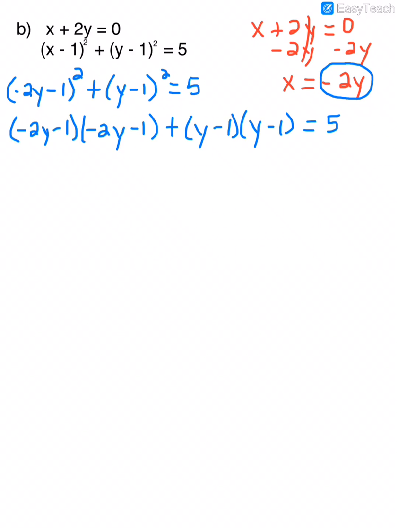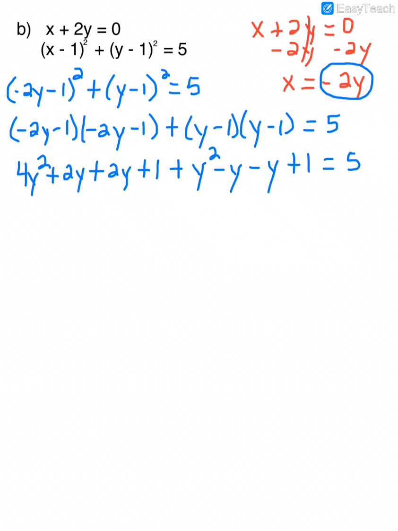Okay, so I wrote each binomial twice. And now I'm going to FOIL both of the binomials. Alright, so I have FOILed both of the binomials. This would be these first 2 binomials multiplied together, and this is the second 2 binomials multiplied together. And now I need to combine like terms. When I look at my y squareds, I have a 4y squared plus 1y squared, so that would give me 5y squared.